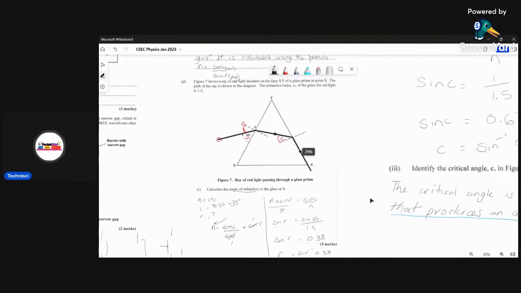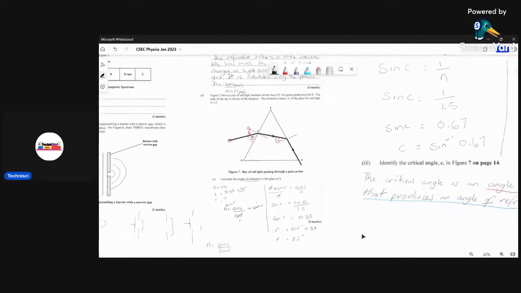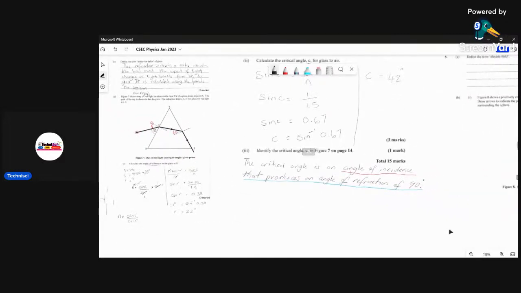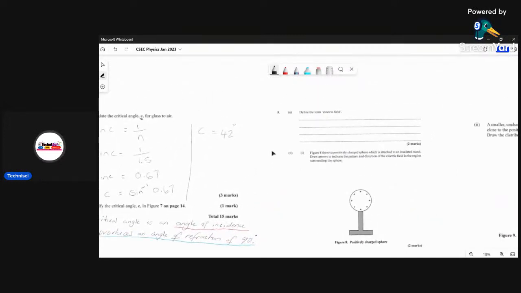But remember, your angle is measured between a ray and the normal. Okay, you're welcome. All right, so that wraps up question 4.